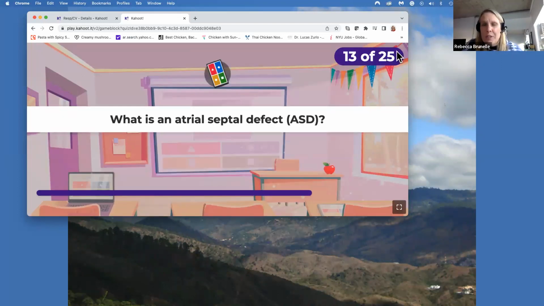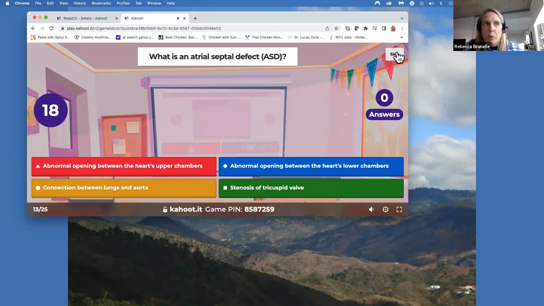So what is an atrial septal defect? Abnormal opening between the heart's upper chambers, connection between the lungs and the aorta, abnormal opening between the heart's lower chambers, or a stenosis of the tricuspid valve?